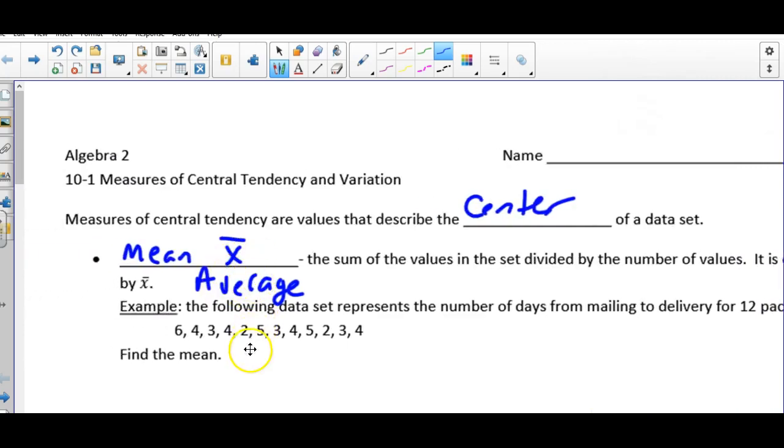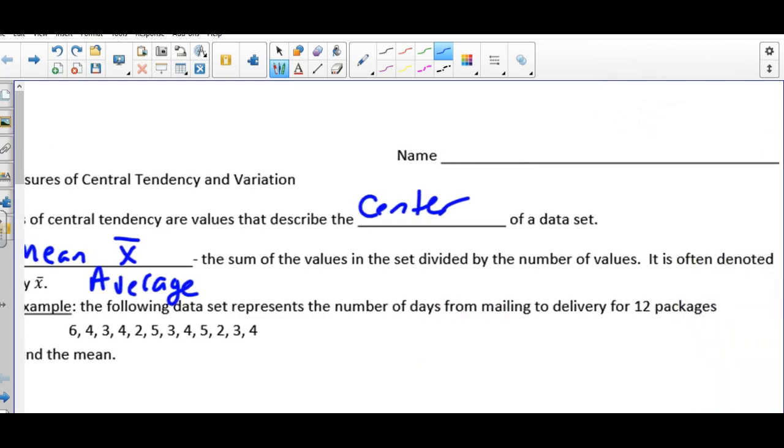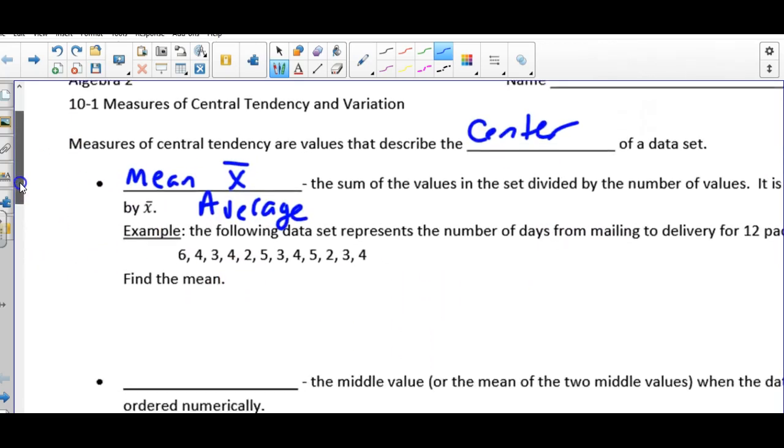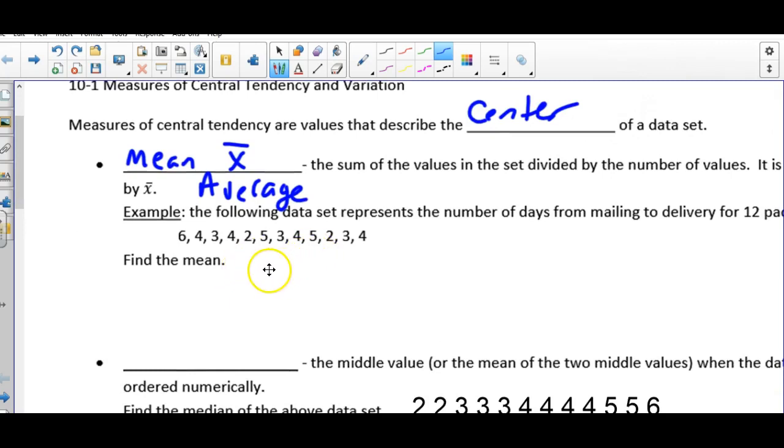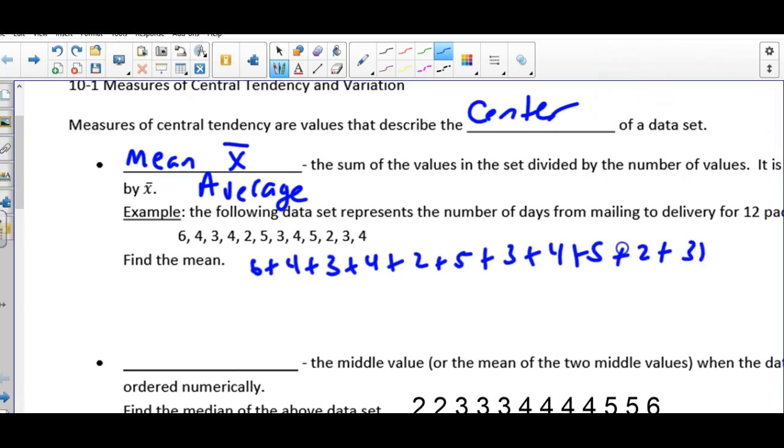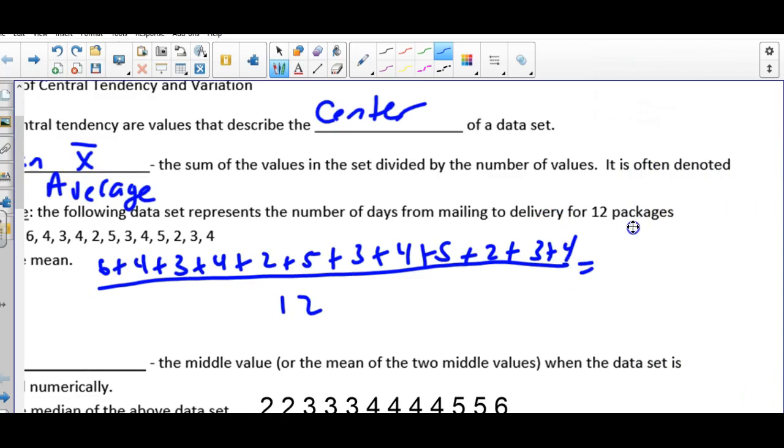For the following example, the data set represents the days from mailing to delivery for 12 packages. Find the mean. For the mean, you add up those values: 6 plus 4 plus 3 plus 4 plus 2 plus 5 plus 3 plus 4 plus 5 plus 2 plus 3 plus 4. You add all those up and divide by 12 because there are 12 items. At the top, when you add that up, you get 45.